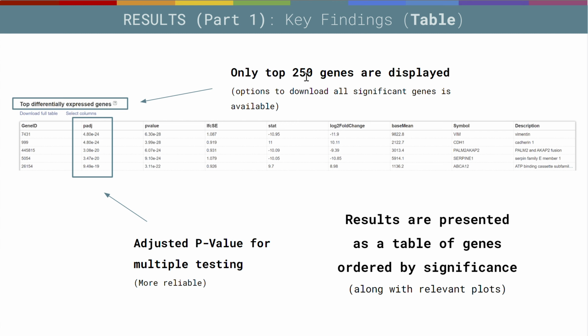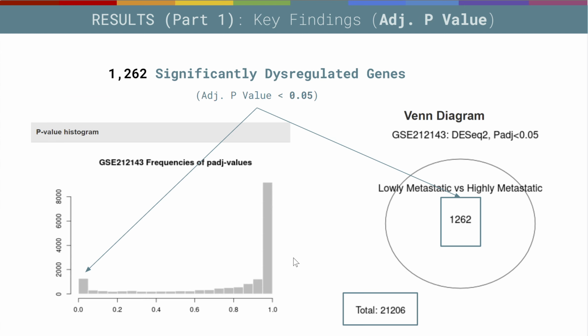There's an option to download these, and 250 genes are displayed first, with results presented in the table in order of significance, obviously. Besides the table, there are also other interesting plots that the software gives, and we found around 1262 significantly dysregulated genes, which means they were up or down, under this adjustment. Out of 21,206, these were the most significant, and the distribution of adjusted p-values goes in ranges. Most of them are not that significant, but there's this peak here below 0.05, which is of interest.